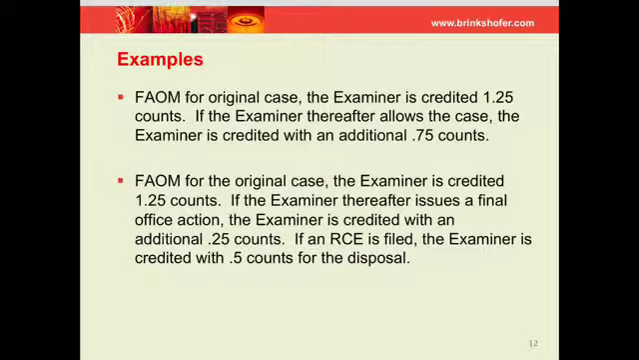Now let's take a look at a different scenario where the examiner issues, again, a first action on the merits for the original case. Again, the examiner is credited with 1.25 counts. If the examiner, after that, issues a final office action, the examiner is credited with an additional 0.25 counts. So this is in contrast to the first instance, where the examiner allows the case after the response to the first action.